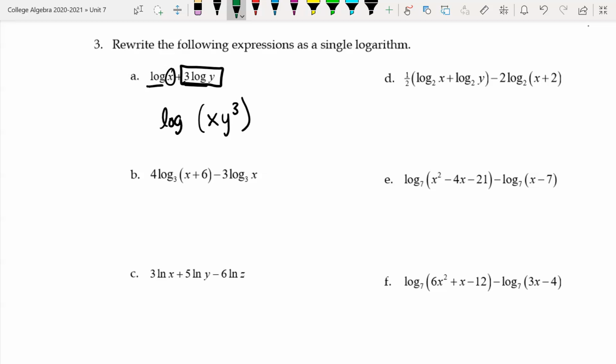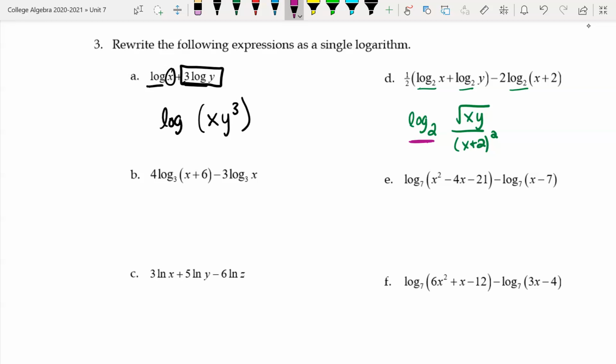Okay? Next one, I go to the right. They're all log base 2. Alright, this one I'm multiplying x and y, but it's a 1/2 out front, so it's a square root. And then I am subtracting x plus 2 to the second. So that means I'm dividing by x plus 2 raised to the second power. And again, they all had log base 2, so I just wrote it one time, and that was it.